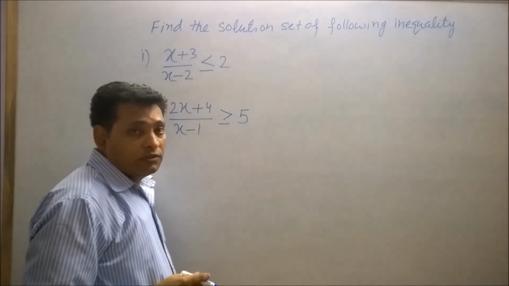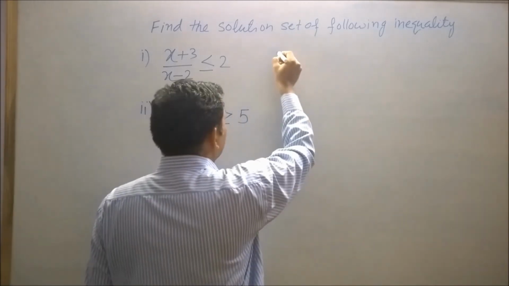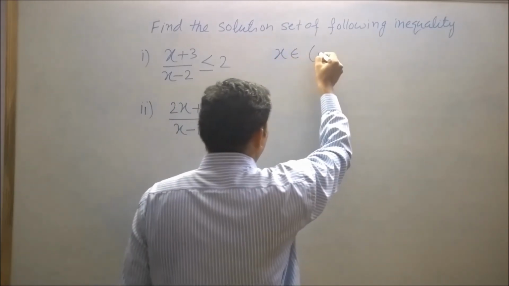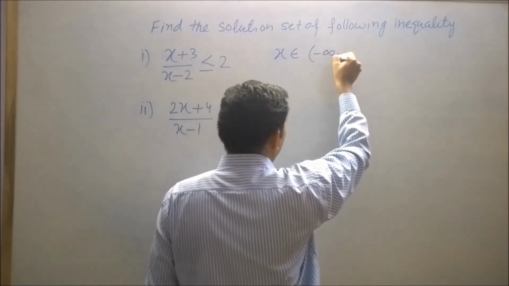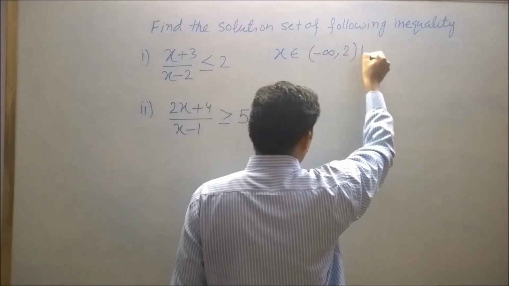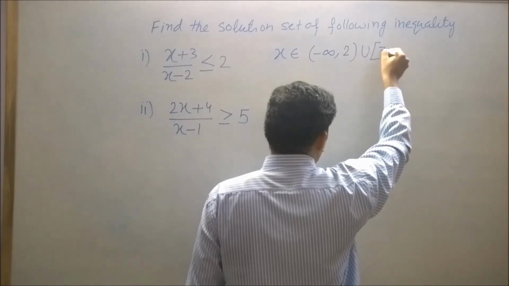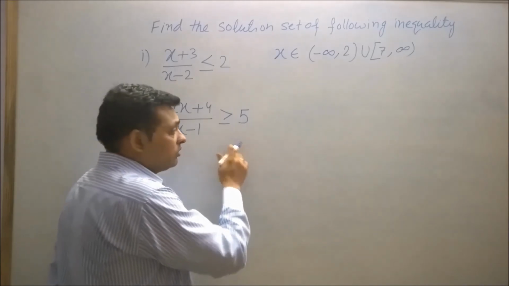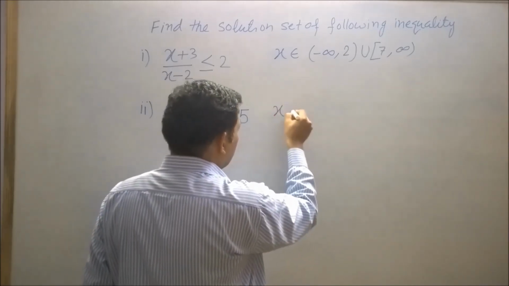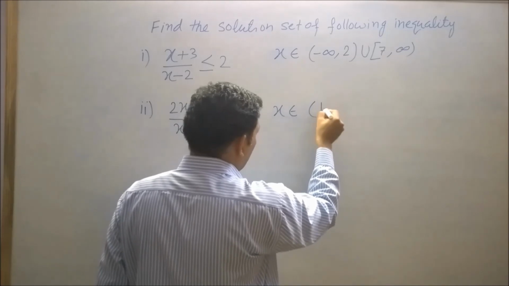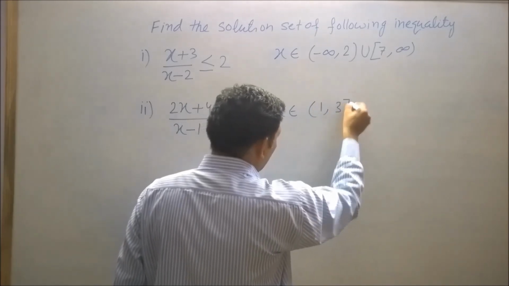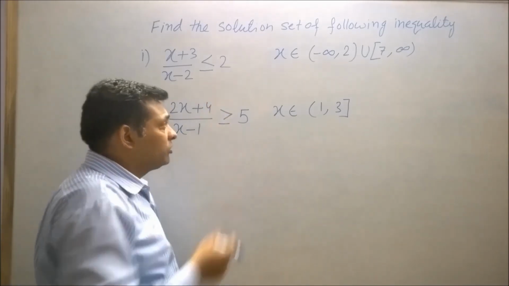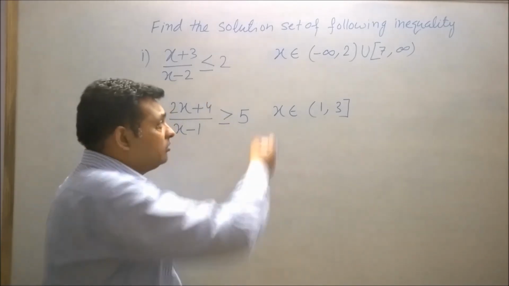The answers to these questions are here. For the first, x belongs to (-infinity, 2) union [7, infinity). And the answer of the other question is x belongs to the closed interval [1, 3]. After finding the solutions of these two questions, you can match your answers with these answers.